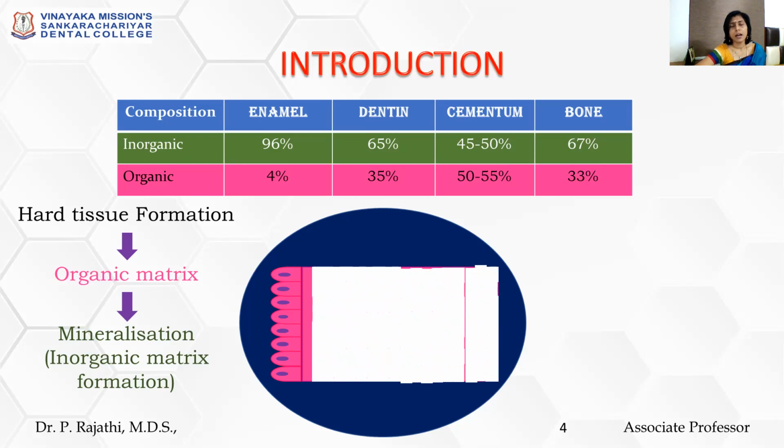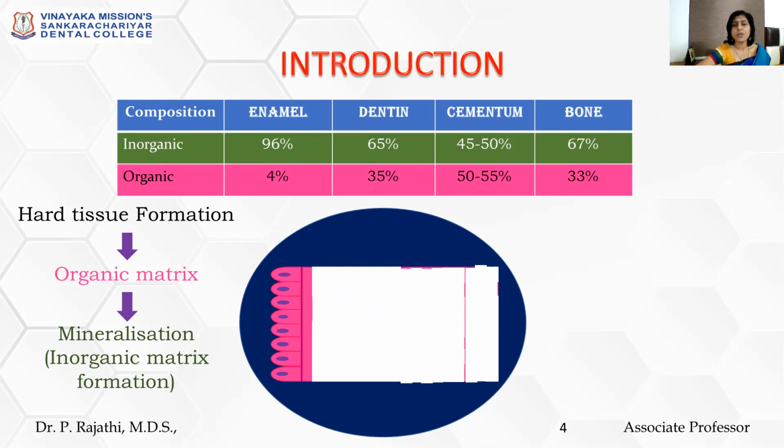Enamel is the highest calcified tissue. So the enamel has the highest mineral content. It is the hardest tissue in the overall body. It is harder even than the bone. So you can see the inorganic component of enamel is around 96%. The organic matrix is only 4%.